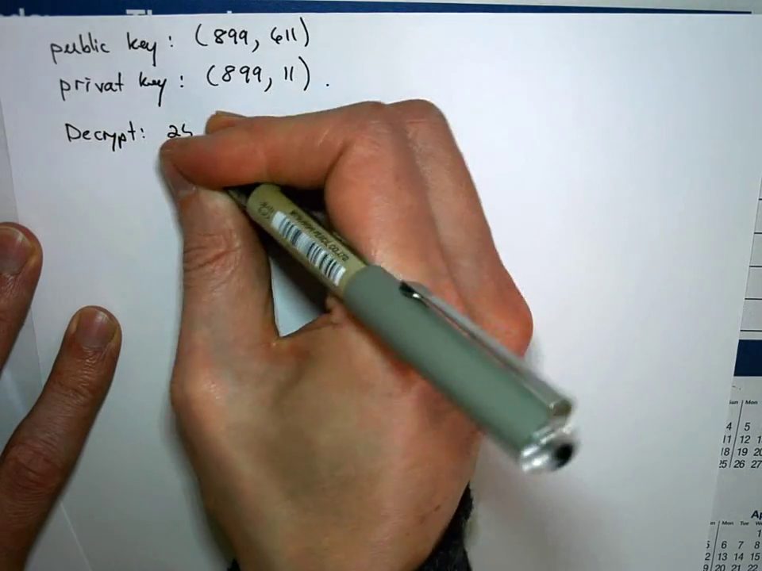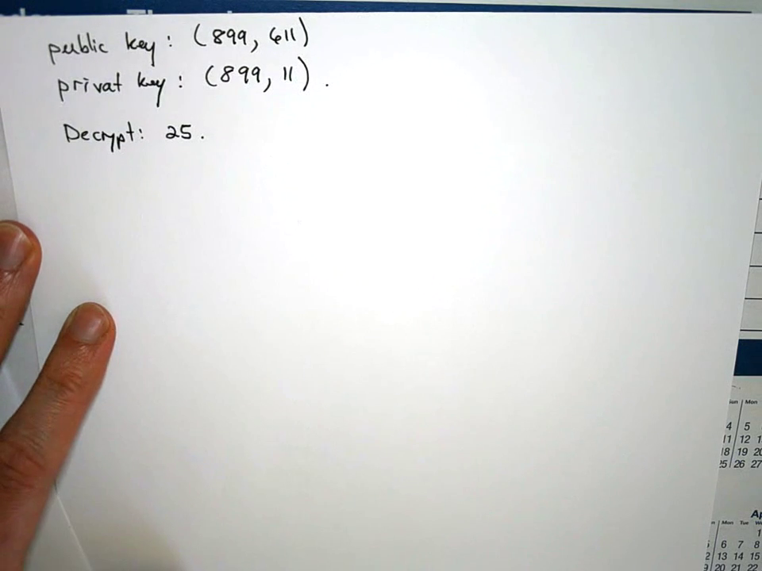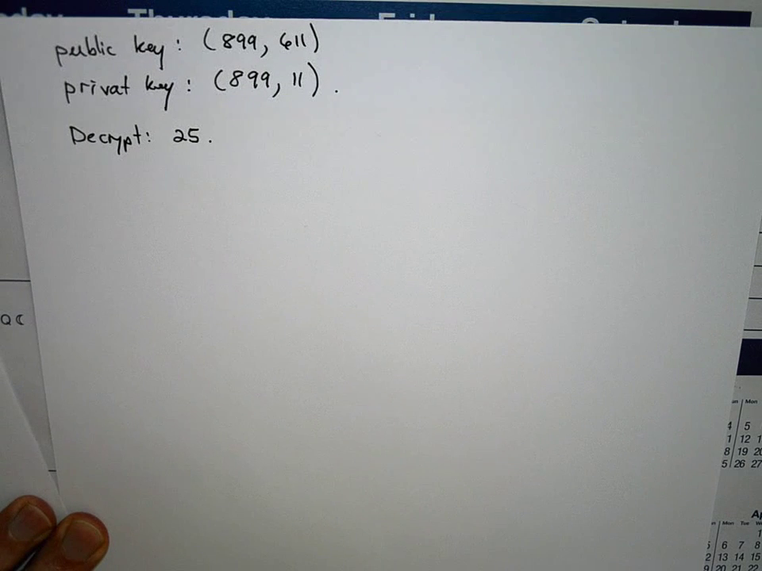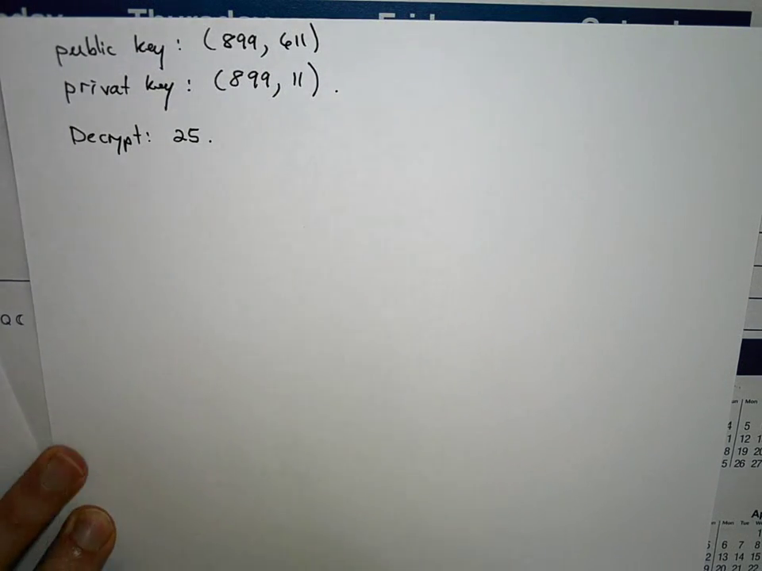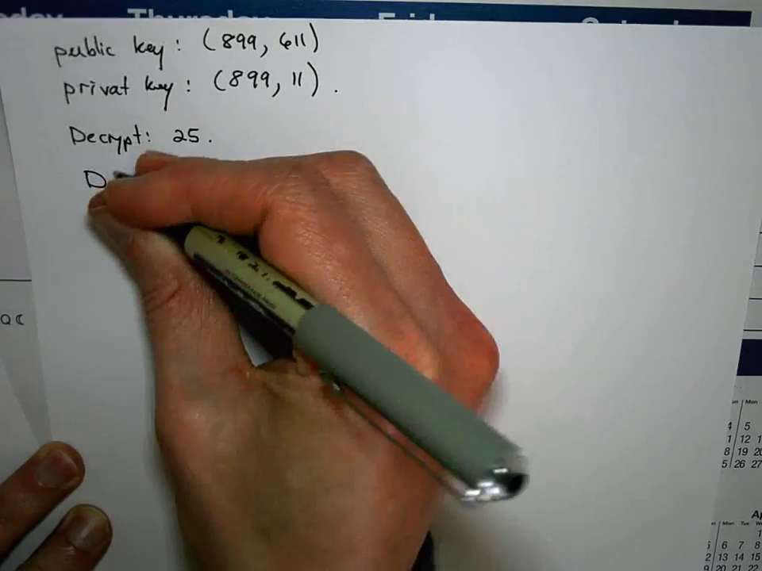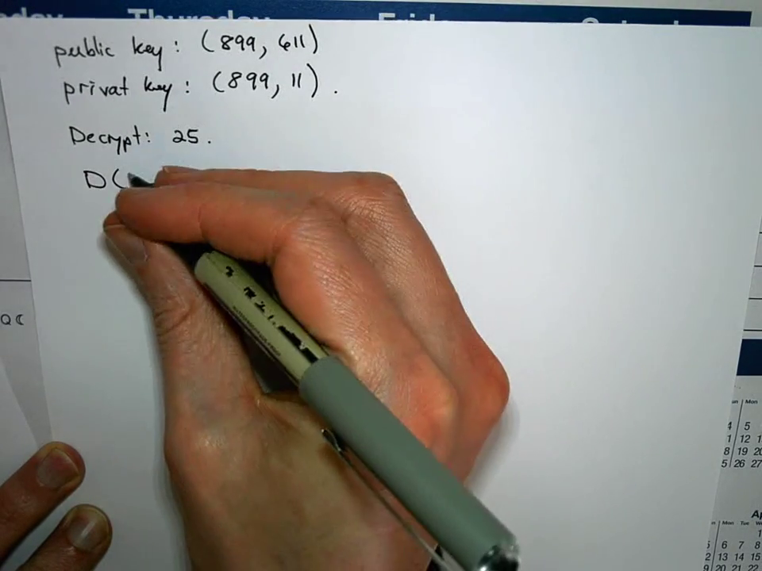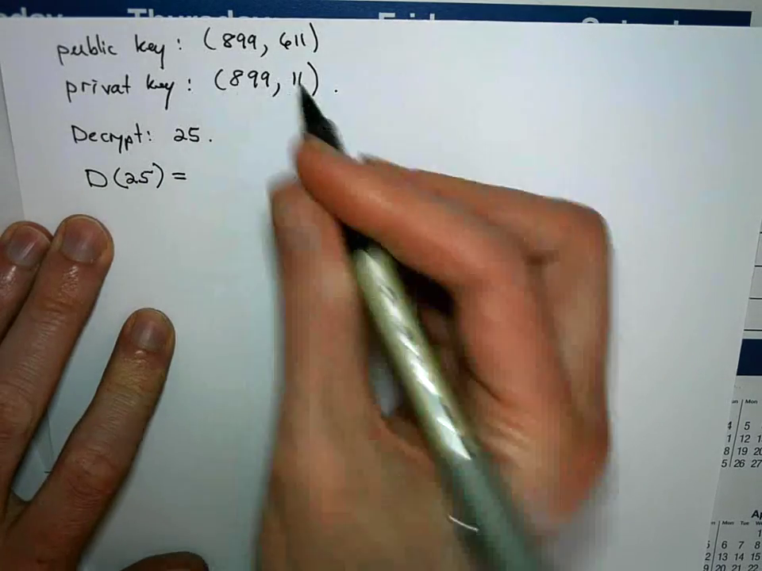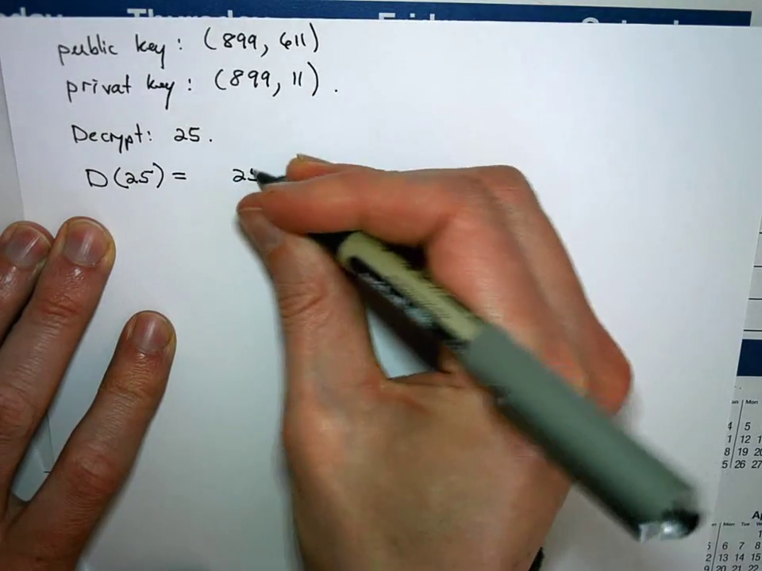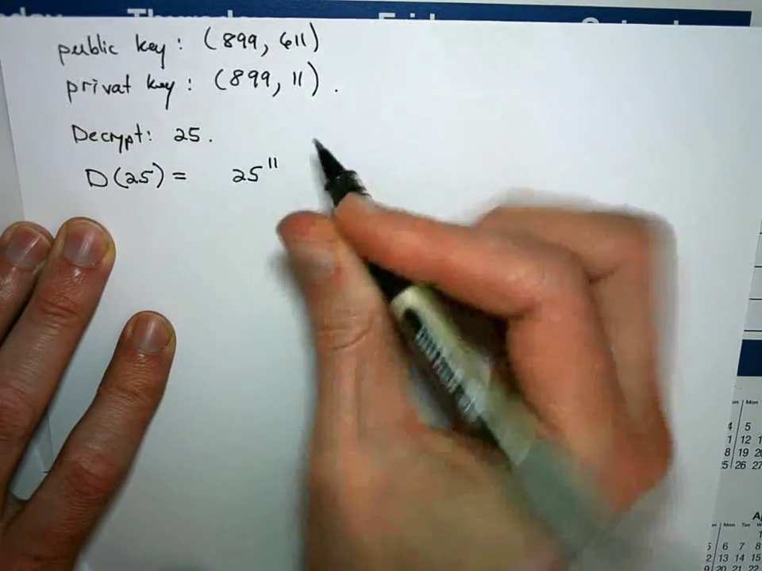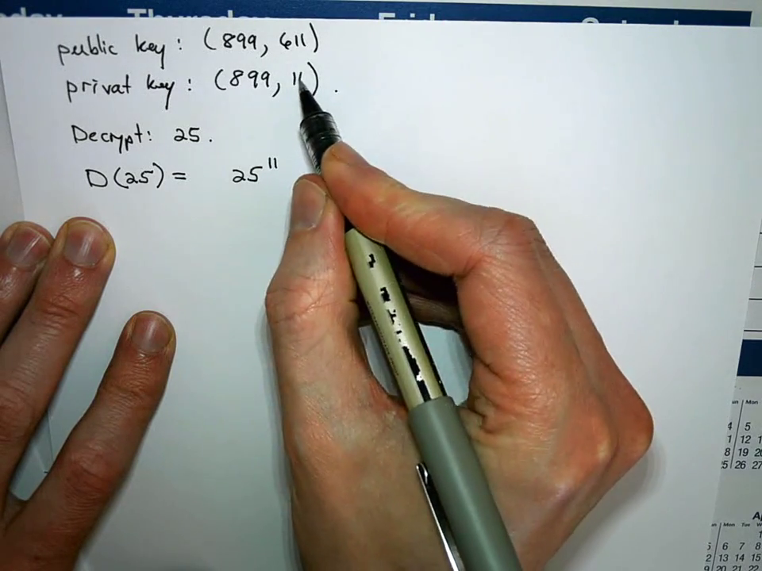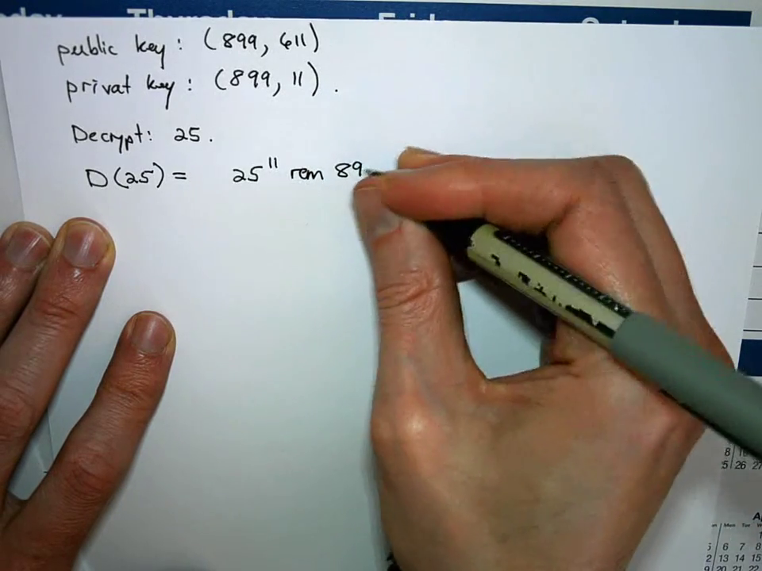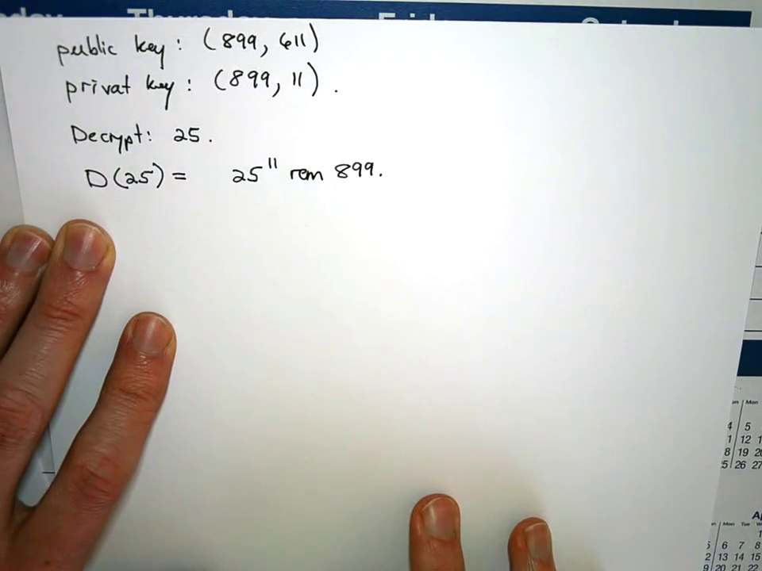So suppose we want to decrypt the message 25. I am the holder of the private key. I receive an encrypted message. Its numerical representation is 25. I want to decrypt it, so I apply my private key to 25. Now remember what I need to do. I take whatever is the input, I put it to the power d, and then I take the remainder after division by 899.